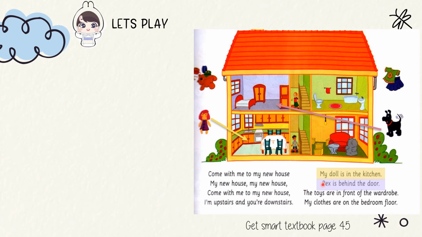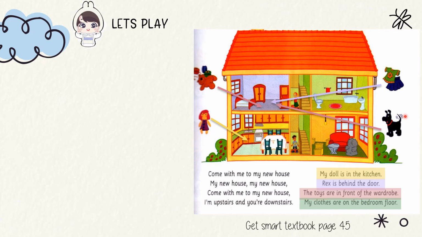Okay, number three. The toys are in front of the wardrobe. The toys. Okay, what is wardrobe? Yeah, it's almari. Almari baju here. Okay, last one, my clothes are on the bedroom floor. Okay, which one is bedroom? Yes, it's the bilik tidur upstairs. Okay, there. The clothes are.